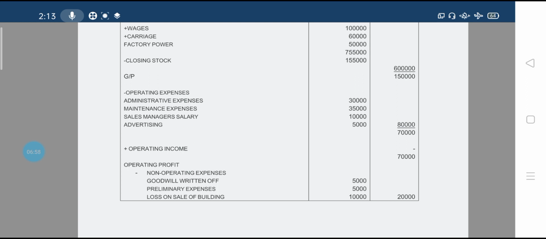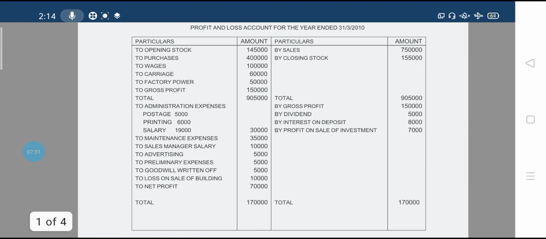And after that we have to add the operating income to the amount which we have arrived at after deducting the operating expenses from the gross profit. So what is the operating income? There is no operating income in the given P&L account. Next, we have to deduct the non-operating expenses. So let's see what are all the non-operating expenses given in the problem.